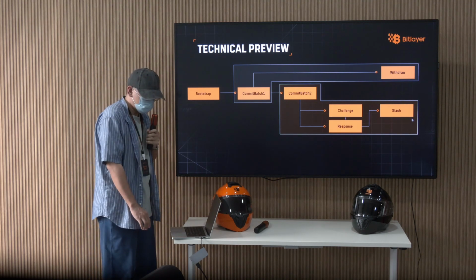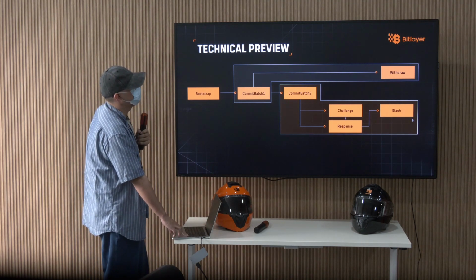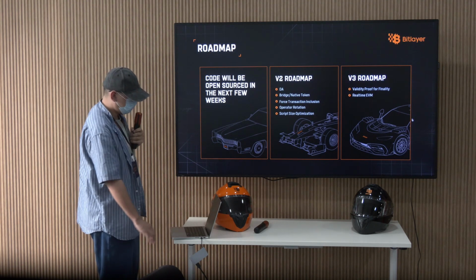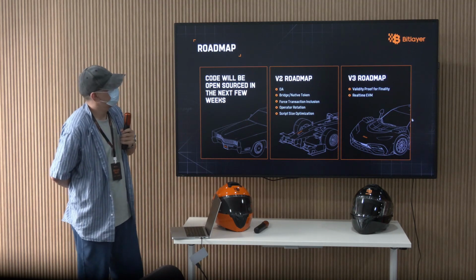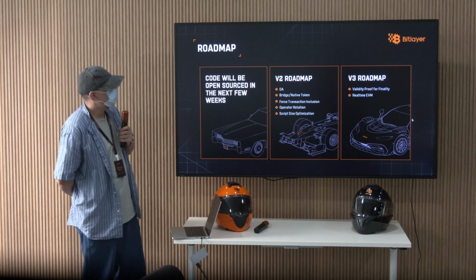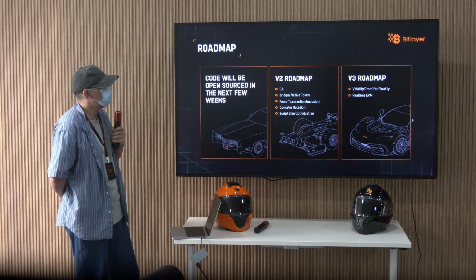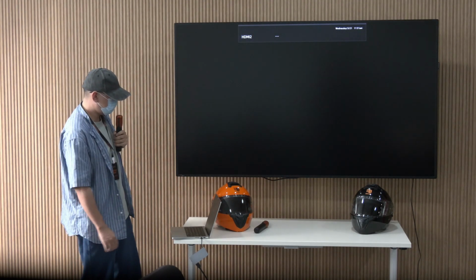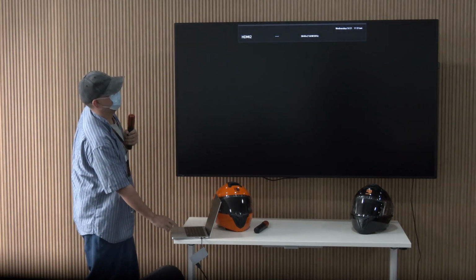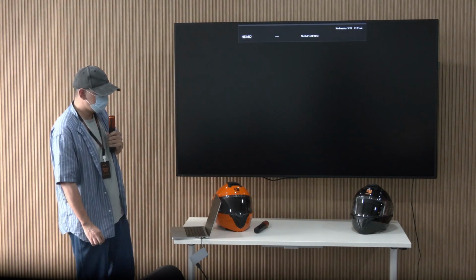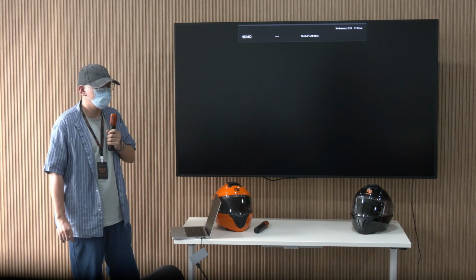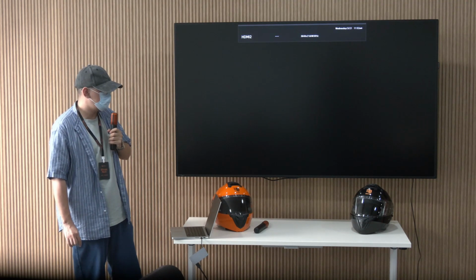Then that's the whole part of our protocol technical preview for the whole transaction and what happens on chain. Well, I will have another talk about our roadmap. The code of the technical preview will be open sourced in the following weeks.